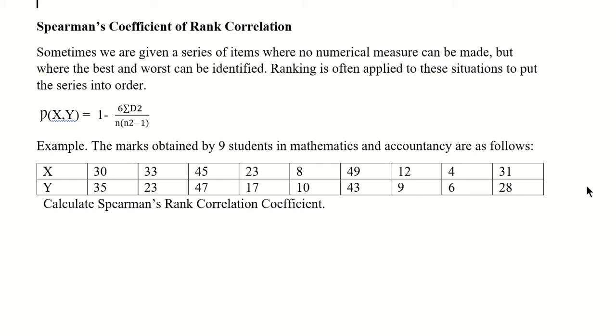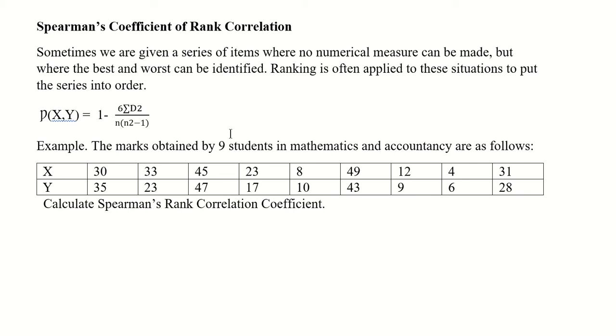In the previous method, two or maybe three types of data were given to you, and you directly had to find correlation between or among those data sets, maybe two or more than two. But in certain cases, sometimes we are given a series of items where no numerical measure can be made, but where the best and worst case can be identified.